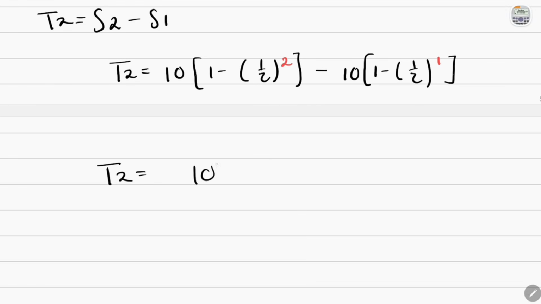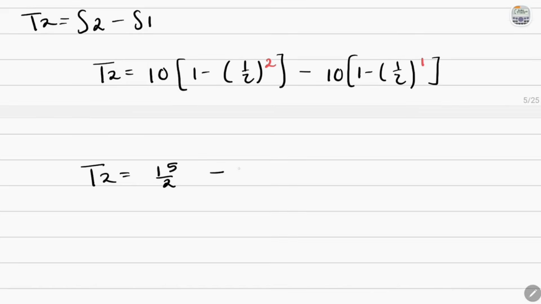So that's going to be 10 times 1 minus a quarter, that's 4 over 4 minus 1 over 4, so that's just going to be 3 over 4, right? So you have 3 over 4 there, and it multiplies to the 10. 10 and 4 have 2 in common, so that's going to be 5 there and 2 there, meaning 15 over 2 is what you have here. So 15 over 2 minus, and we just do the same there. Then we have 10 multiplied by 1 minus a half, which is a half, and 10 times a half is 5.